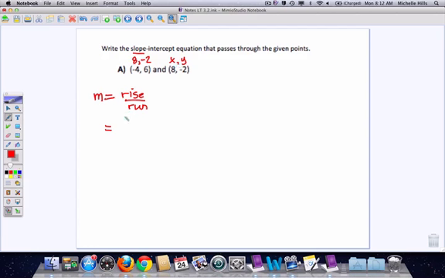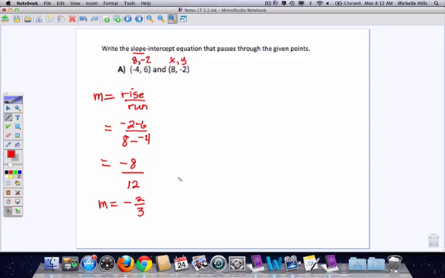So I want to find the change in y, so negative 2 minus 6, over the change in x, 8 minus a negative 4. Well, negative 2 minus 6 is a negative 8. 8 minus a negative 4 is like 8 plus a positive 4, so 12. So my slope, reducing this fraction, is negative 2/3.